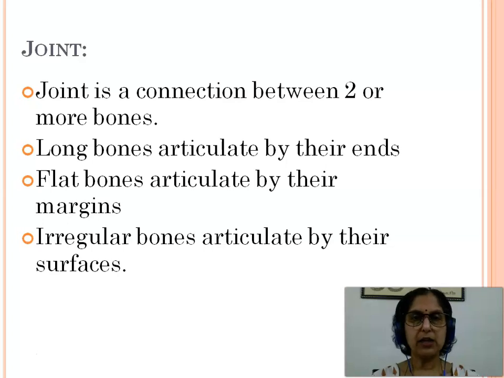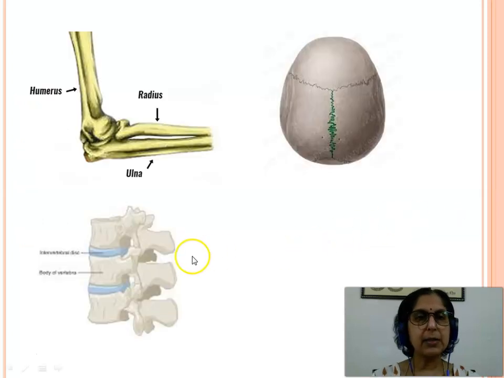Now morphologically, when we classify the bones, we talk of long bones, flat bones, irregular bones, etc. When we talk of a joint between the long bones, this is seen at the ends of the long bones. So long bones articulate by their ends, while flat bones articulate by their margins and irregular bones articulate by their surfaces. The same is seen here.